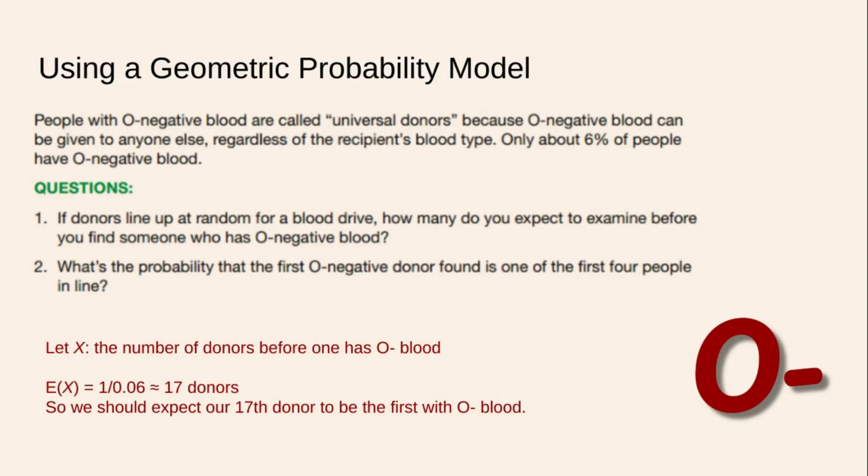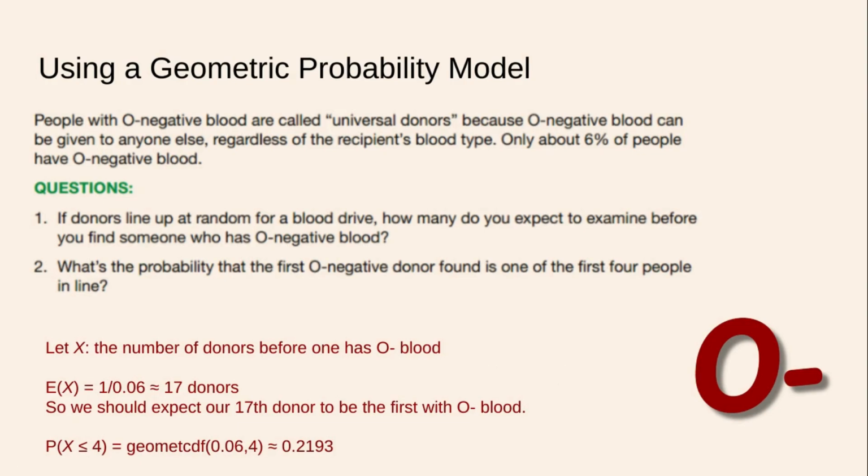So if the 17th is our first success, how many do I expect to examine before I find someone who has O negative blood? Well, the first 16 are not going to have O negative blood. We expect the 17th will, all right? So what's the probability that the first O negative blood donor is found in one of the first 4 people? 4 is far from 17, but the odds are actually pretty decent.